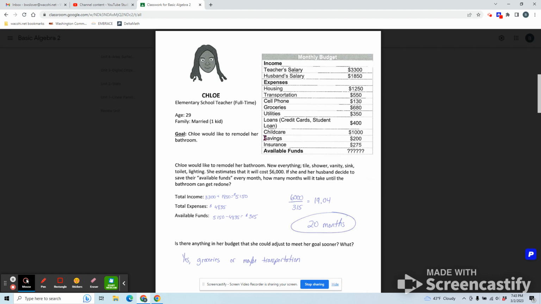Okay, we don't ever want to take away or decrease how much we're putting in savings. So that's never an option. We always want to put that amount of money in savings, so that if something were to happen, we have that immediate money in our savings to use.